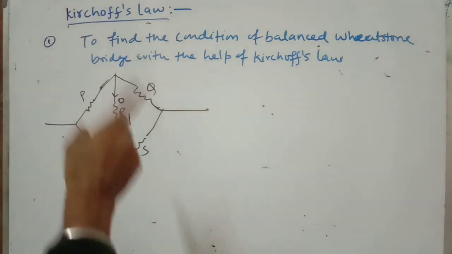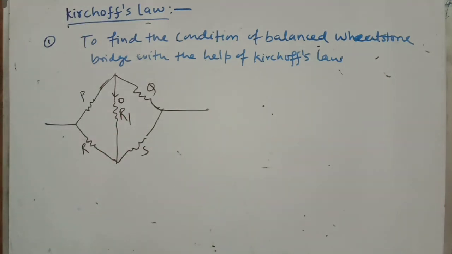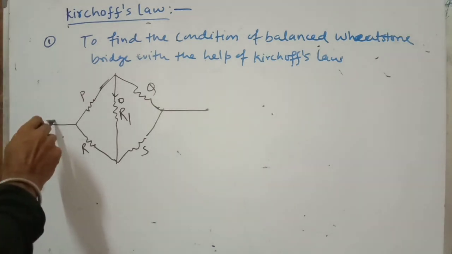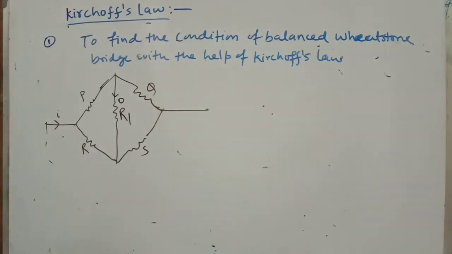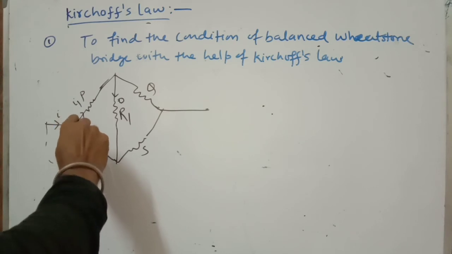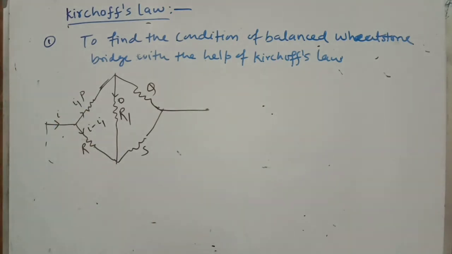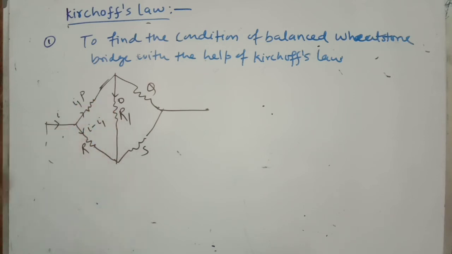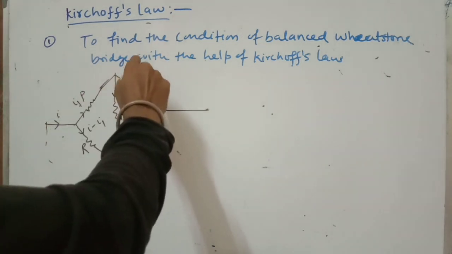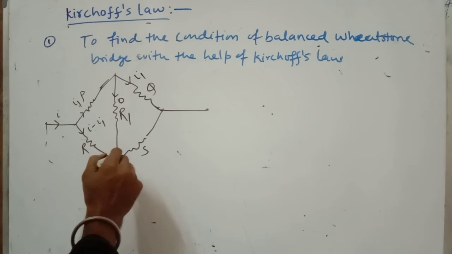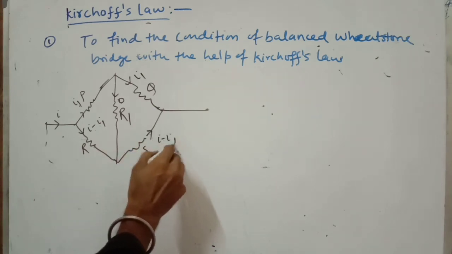For applying Kirchhoff's law, first you distribute the current in every branch. Let me consider one cell, and current I is coming towards this junction. Consider I1 passes through this one, so the remaining current passes through this resistance, so I minus I1. Already told there is no current flow through the bridge resistance in a balanced Wheatstone bridge, so this I1 current also passes through the Q resistance. Here also I minus I1 passes through this resistance.